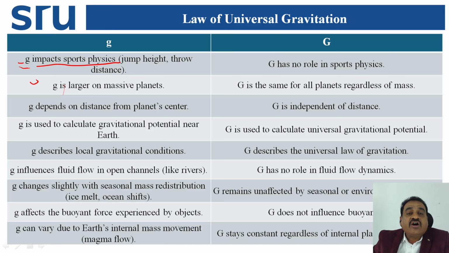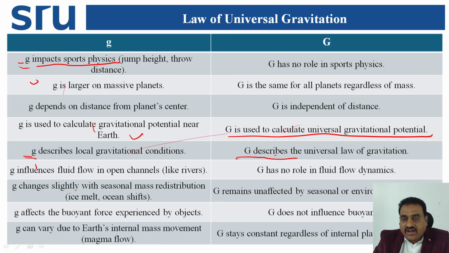Small g value is larger on massive planets. Small g is not constant, capital G value is very small. Small g is useful to calculate gravitational potential near Earth. Capital G is used to calculate universal gravitational potential. So small g describes local gravitational conditions. Capital G describes the universal law of gravitation.